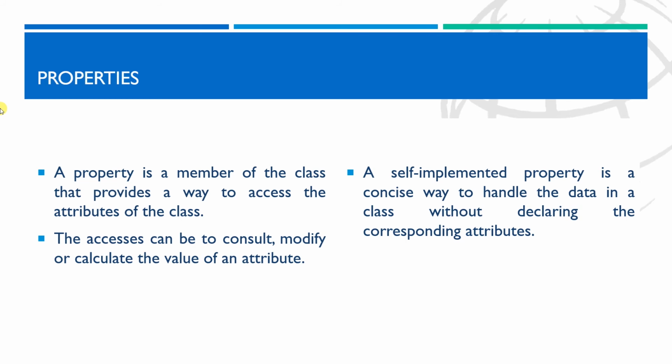A self-implemented property is a concise way to handle the data in a class without declaring the corresponding attributes. That is, when a self-implemented property is declared, the programmer doesn't declare the corresponding attribute, but the property acts as the data itself. In this case, the compiler automatically adds a private and invisible attribute, or declaration, for this attribute.